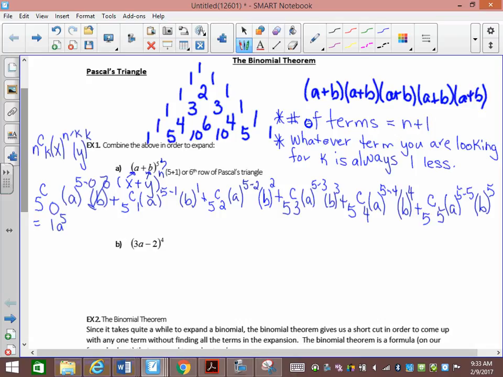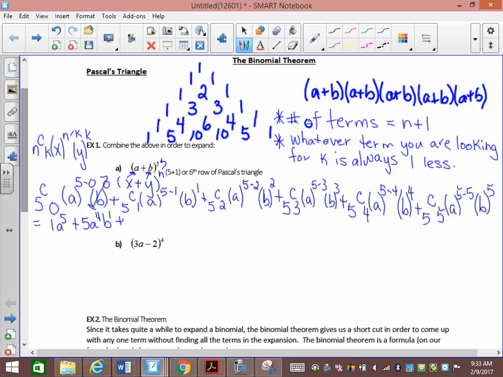If you have 5 things and you choose 1, there's 5 ways you can do it. You can pick each of the 5 things. So it's going to be plus 5 a to the 4, b to the 1. So we don't have to write b to the 1. We could just write b, but I'm going to write 1 because it's a to the 4, b to the 1.